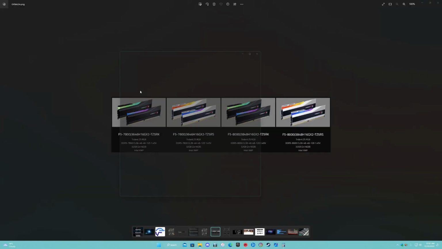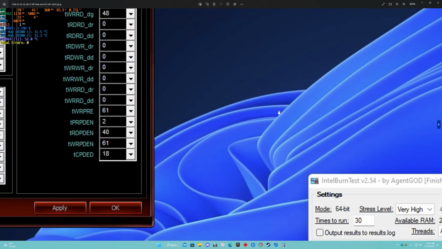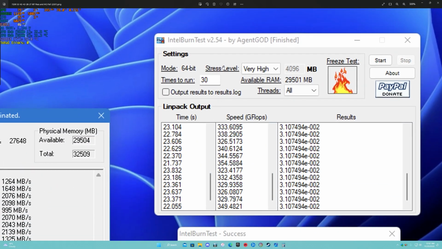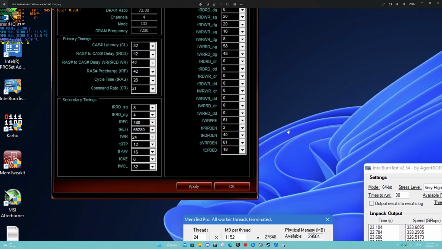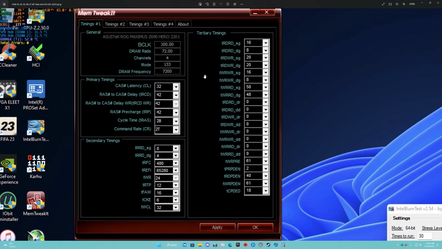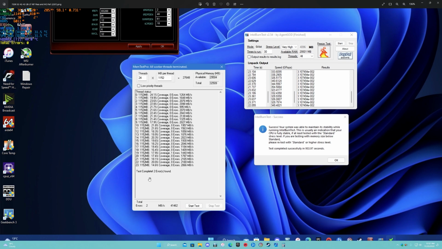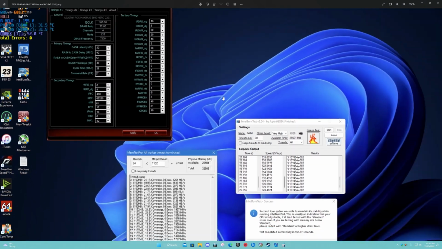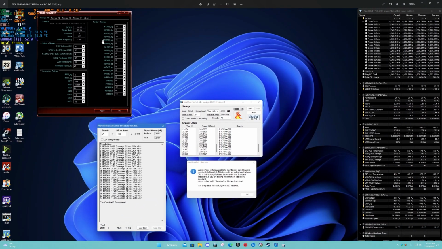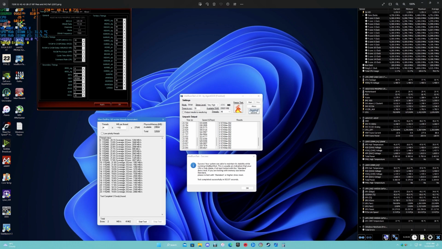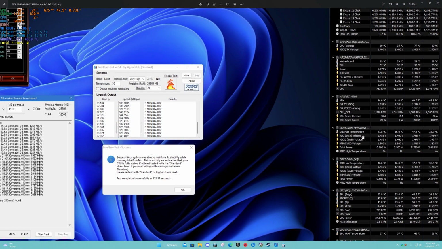I got this to run burn test. So the IMC was stable here. So the board can sustain a data rate of 7200. Obviously the timings were not right because I errored twice, but yeah. So the board can sustain this kind of data rate, right? This voltage is a bit too high, right?